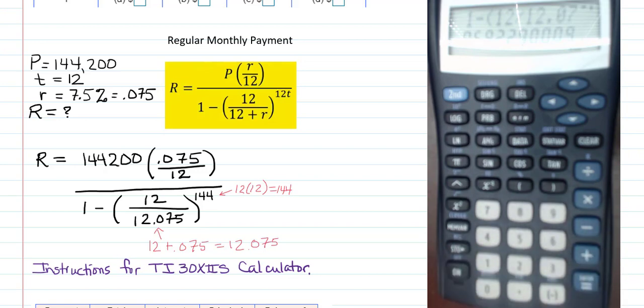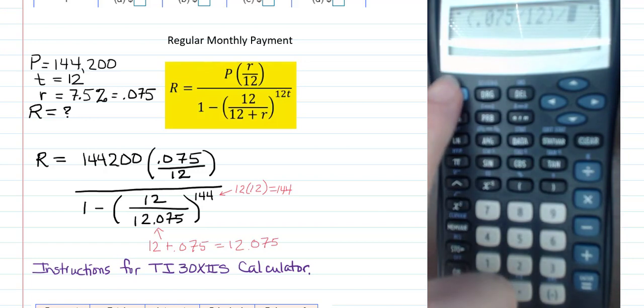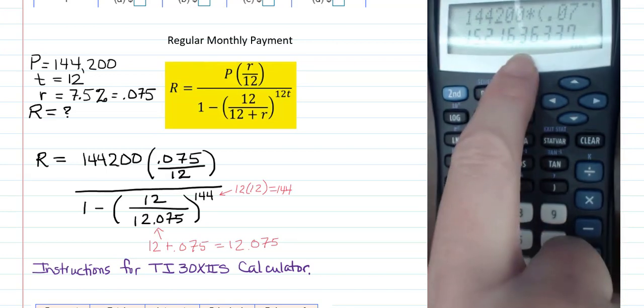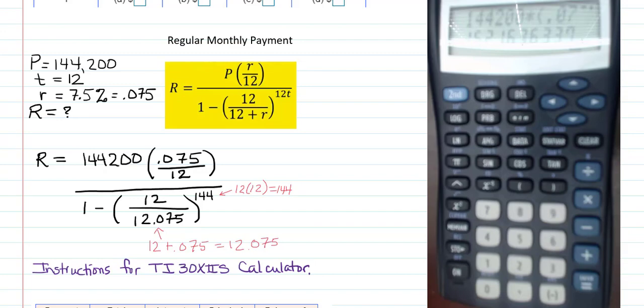And so don't hit anything else, because now your calculator has saved that as the last answer it gave, the ANS. So now I'm going to start typing the numerator. 144,200 times parenthesis 0.075 divided by 12 close parenthesis. Don't hit equals because that will erase my old answer. I'm just going to hit divided by, and then I'm going to ask my calculator using the second ANS function to recall what was in the bottom, the denominator, equals, and we get $1,521.64. We have to round up because this is 0.6365. 5 and up, you round up. So 1521.64 is what we're going to use.